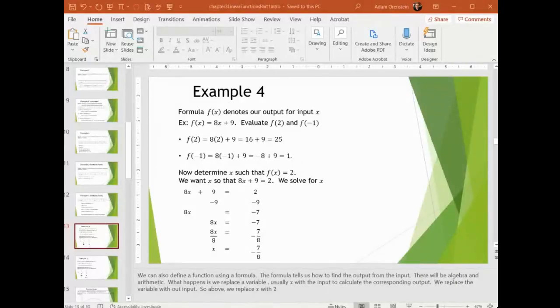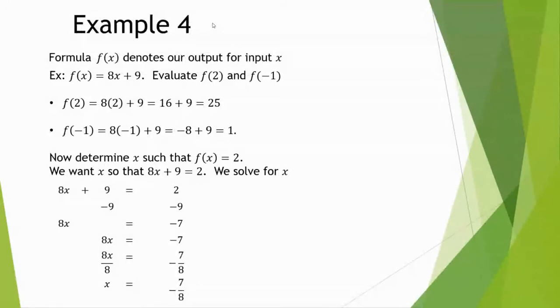Here we go. Okay, so I just did that. So here, basically what's happening is I'm telling you the output is 2. We want to know what the input is. So if the output is 2, so we know the function gives us back 2. What input gave us that? What was the input?